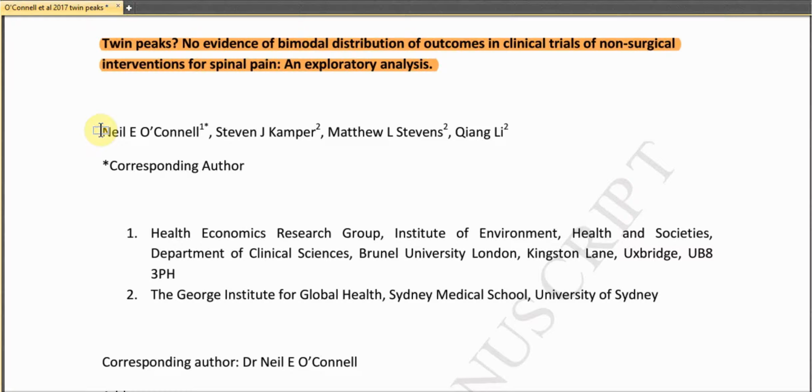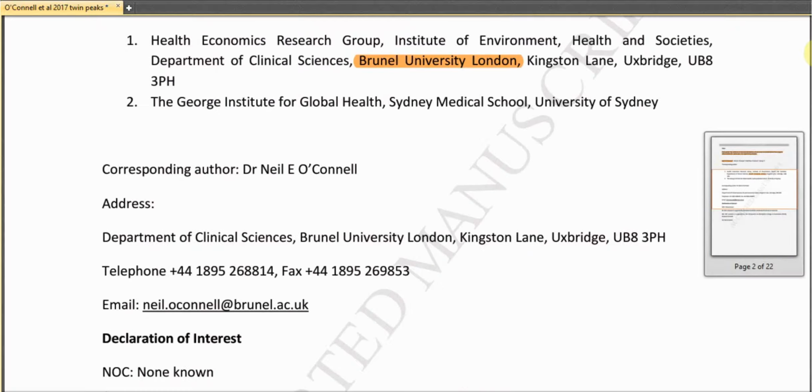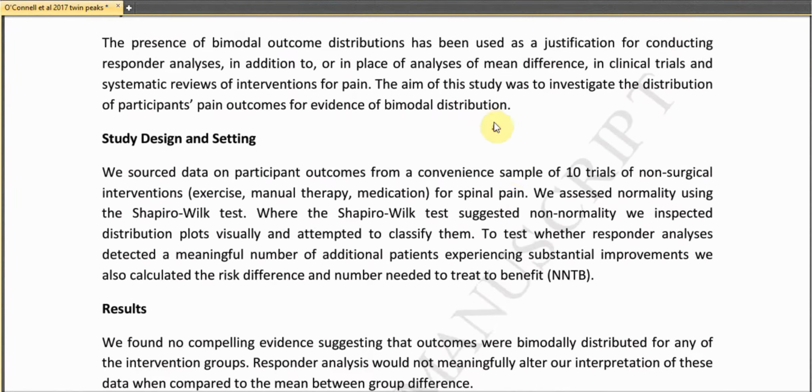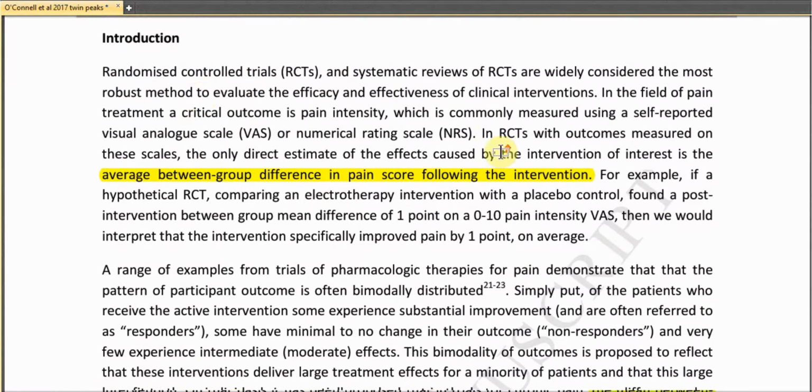So it's by Neil O'Connell, who is at Brunel University in London. And it's called Twin Peaks: No Evidence of Bimodal Distribution of Outcomes in Clinical Trials of Non-Surgical Interventions for Spinal Pain. So that's turned a few people off straight away, but I think the interesting thing about this paper is it has this quite nerdy premise, but in the end ends up being pretty important for shop floor physiotherapy practice. So I'm going to try and race through it so I'm not waffling on.